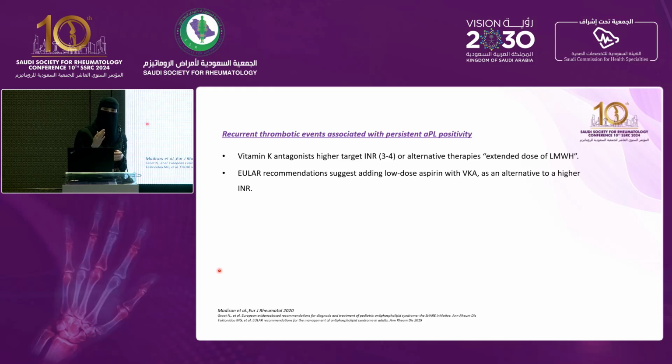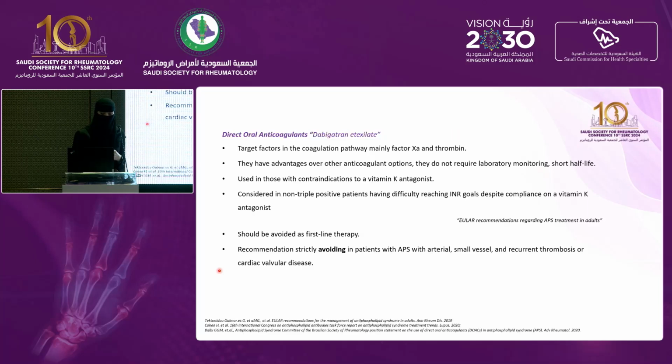So we aim for a higher INR, 3 to 4, or we extend the dose, or we use an alternative treatment by extending the dose of low molecular weight heparin. The EULAR recommendation, of course, was for adults, but they recommend adding low molecular weight heparin to the vitamin K antagonist instead of increasing the targeted INR, so it's a better outcome and prevents the complication of bleeding.